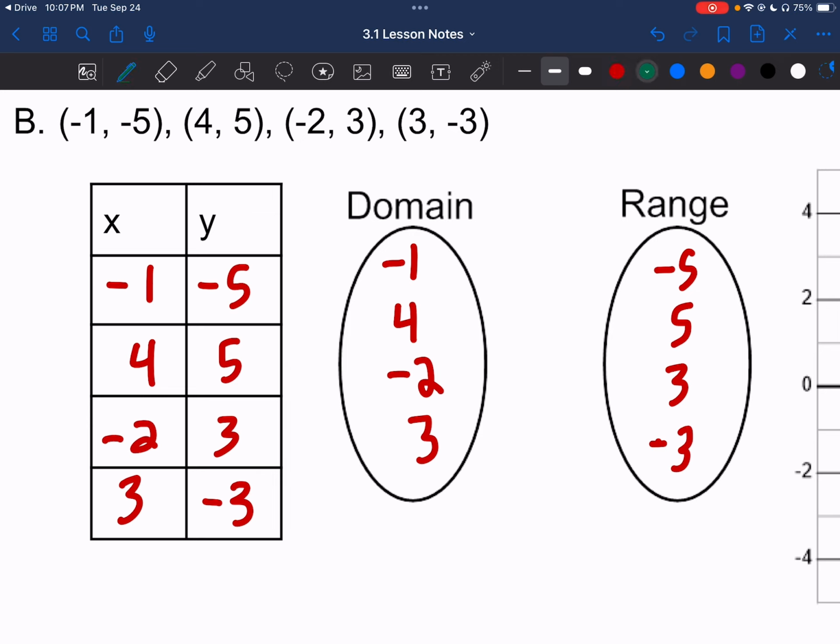And I'm now going to just connect my points. So -1 goes to -5, 4 goes to 5, -2 goes to 3, and 3 goes to -3.